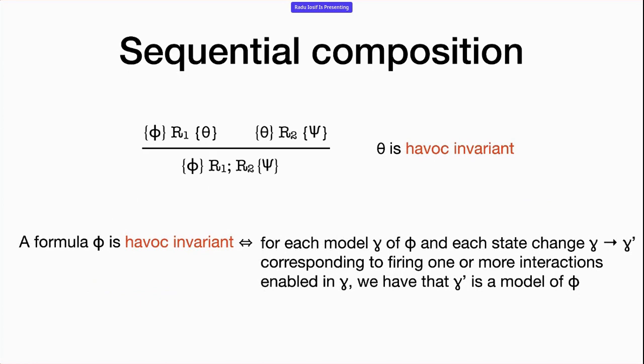So this is what we have named Havoc invariance, because it should stay the same no matter what havoc those interactions can cause. A bit more formally, we can say that a formula is Havoc invariant if, by taking any model of it, which is a configuration, and firing any possible state change, we get into another configuration which is again a model of this formula. And this Havoc invariance now needs to be added as a side condition to the sequential composition rule.